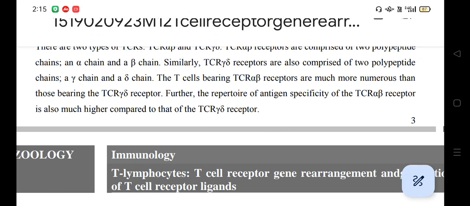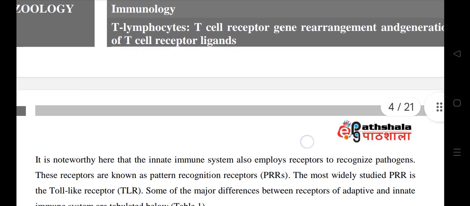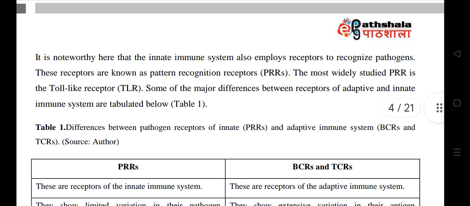The T cells bearing TCR alpha beta receptors are much more numerous than those bearing the TCR gamma delta receptors. Further, the repertoire of antigen specificity of the TCR alpha beta receptor is also much higher compared to that of the TCR gamma delta receptor. It is noteworthy that the innate immune system also employs receptors to recognize pathogens. These receptors are known as pattern recognition receptors, or PRRs. The most widely studied PRR is the toll-like receptor, or TLR.